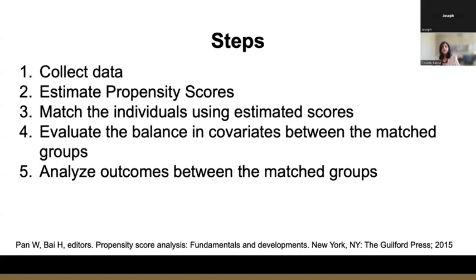And we'll talk more about each of these steps in the subsequent slides, but propensity scores are basically the probability or the propensity of each individual in the study receiving the treatment of interest based on their covariates. Then, after we have calculated these propensity scores, we move on to matching the individuals in the two groups using these estimated scores.